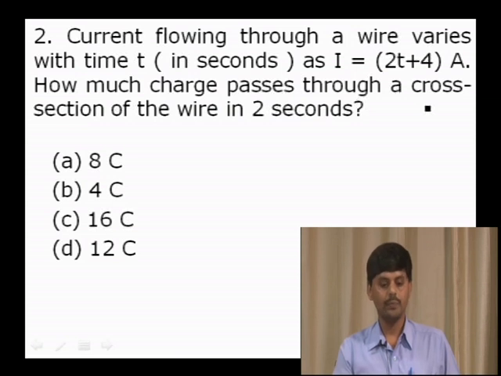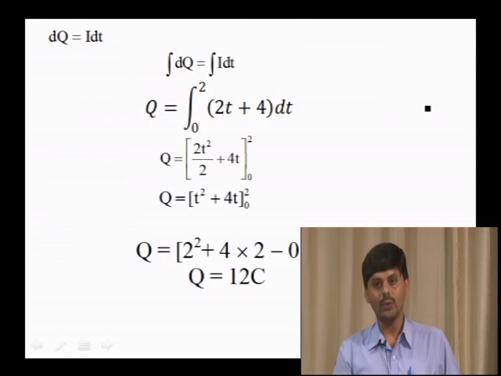Question number 2. Current flowing through a wire varies with the time t as I is equal to 2t plus 4 ampere. How much charge passing through a cross section of the wire in 2 seconds? Option A 8 coulomb, option B 4 coulomb, option C 16 coulomb, option D 12 coulomb. See here we have a solution.